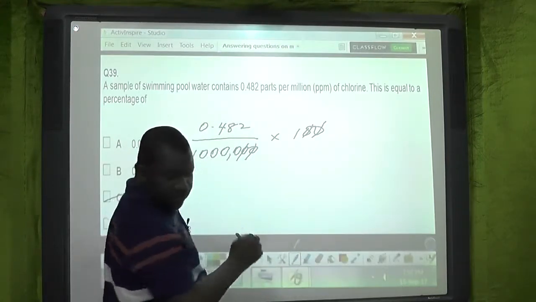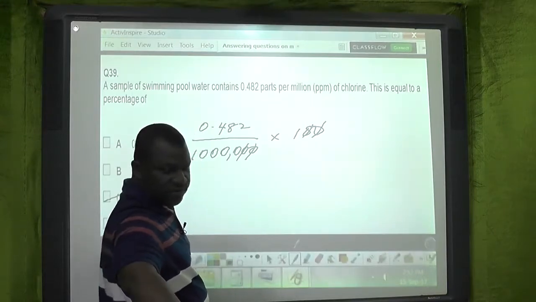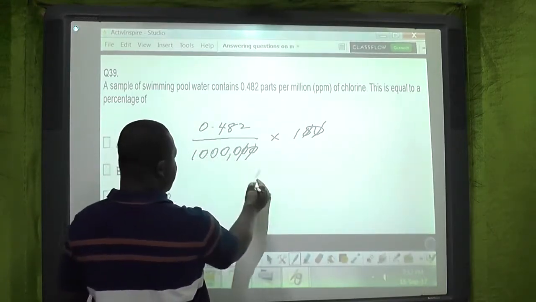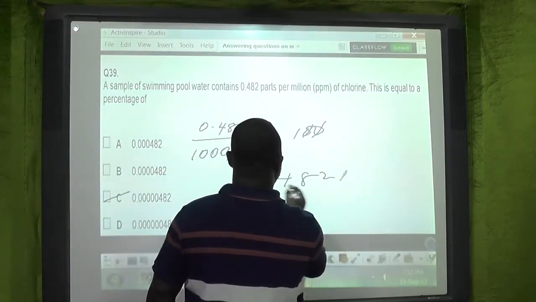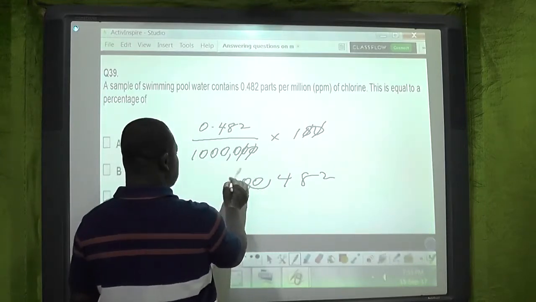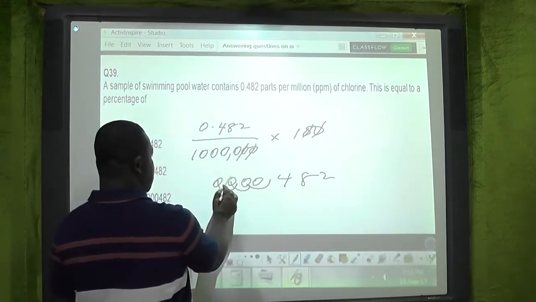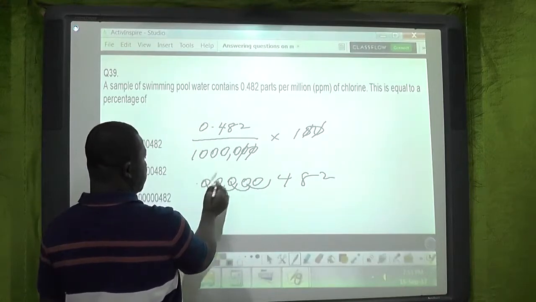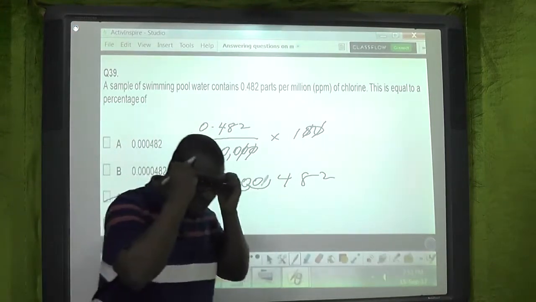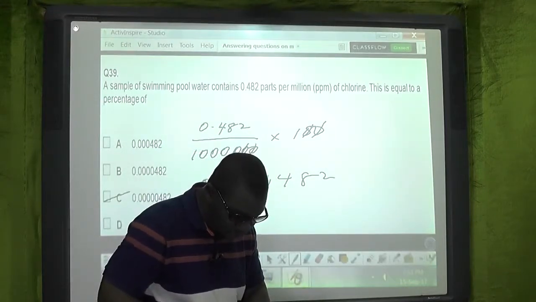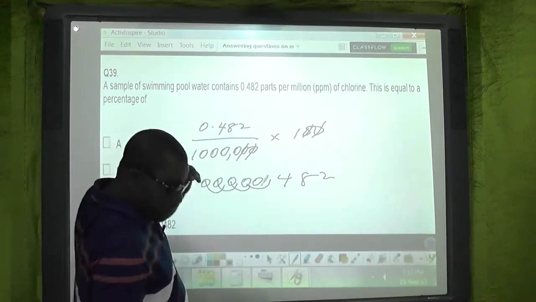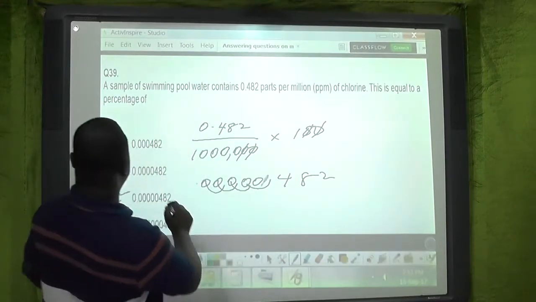If I'm moving that 4 places, it means 1, 2, 3, 4, means 0.482. Don't let me make a mistake. 1, yes. 2, yeah. 3, yeah. 4 places here. 1, 2, 3, 4, 5. It's C. C is my answer for question number 39. Let me check again.